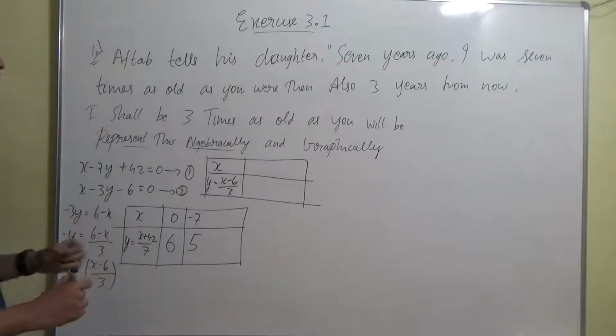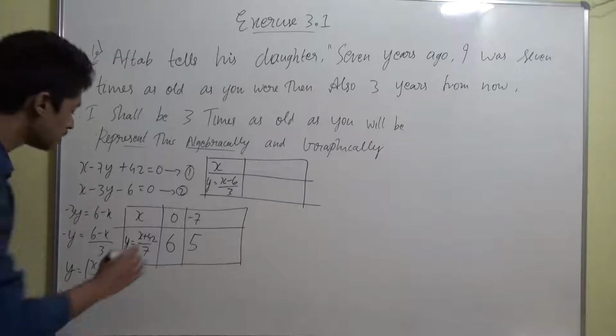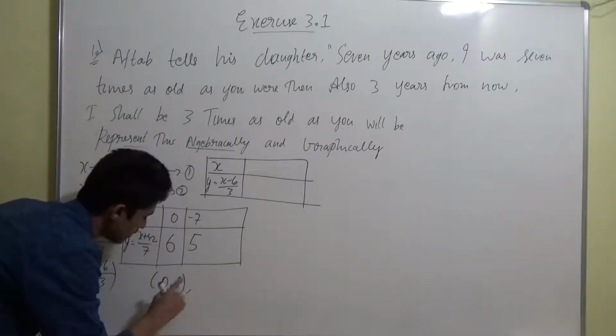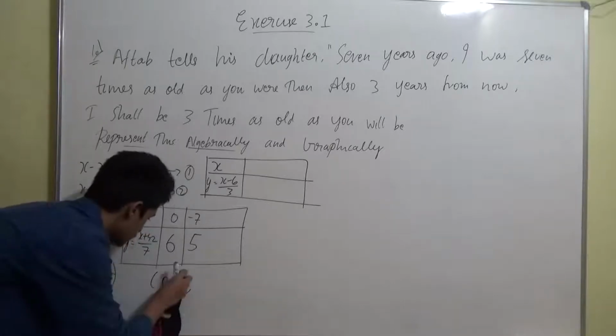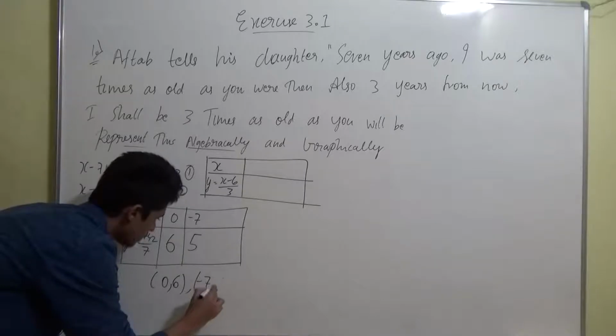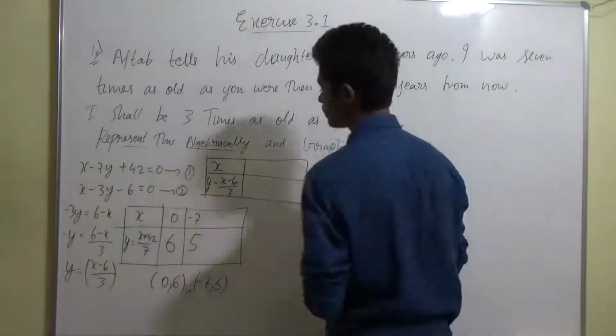And to draw a line, 2 points are enough, right? So let's leave it here itself, guys. The coordinates which we get are 0 comma 6 and minus 7 comma 5. Now let's do it here in a similar way.